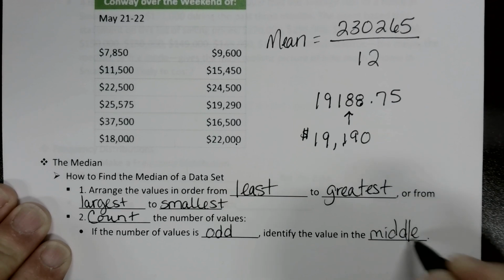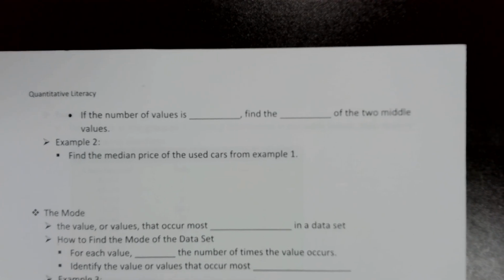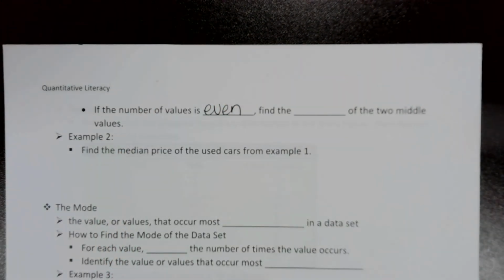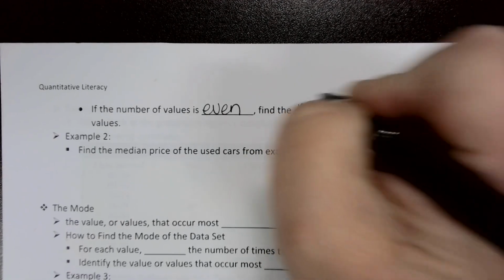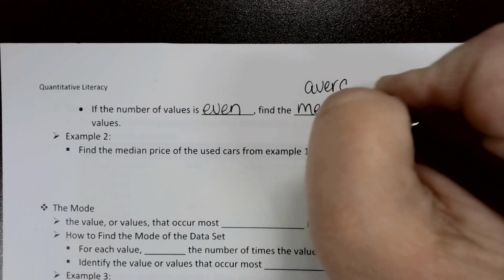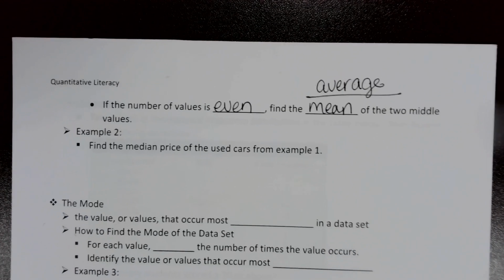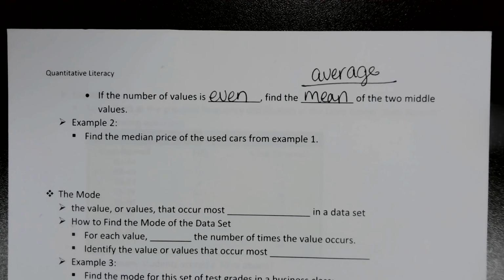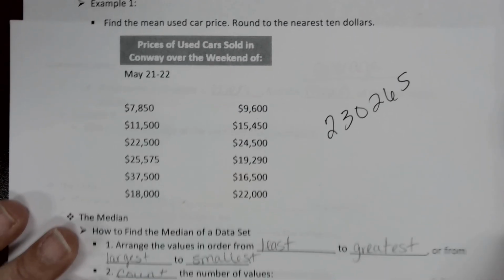And we just identify the value in the middle. If we have an even number, if the number of values is even, then we have to find the average or the mean. I'll write both those words on here. You know, when you average two numbers, you just add them together and divide by 2. The average or the mean of the two middle values. So we go back to example 2 to look at these car prices to find the median.